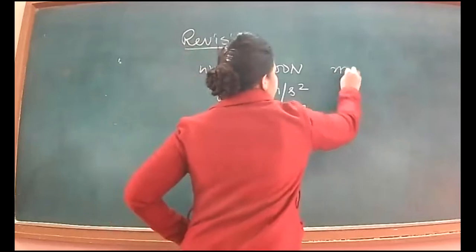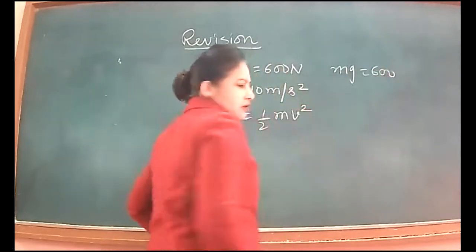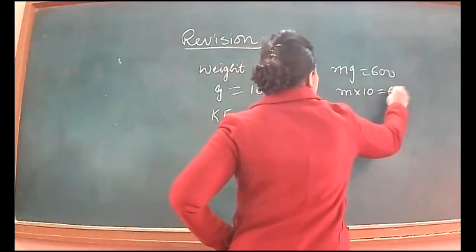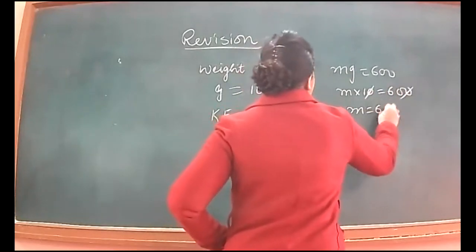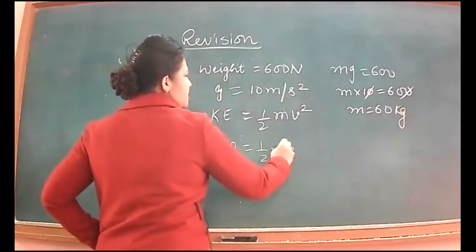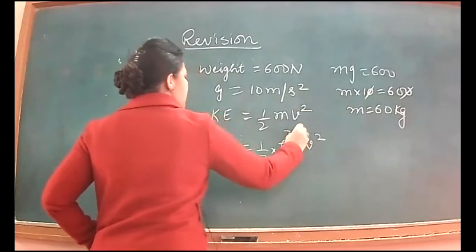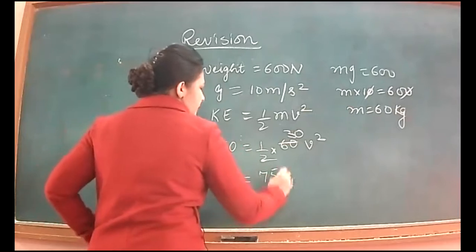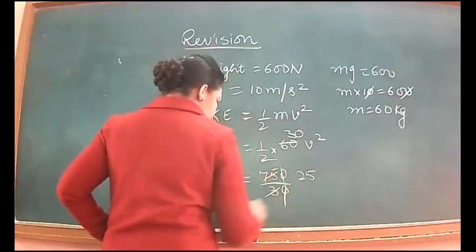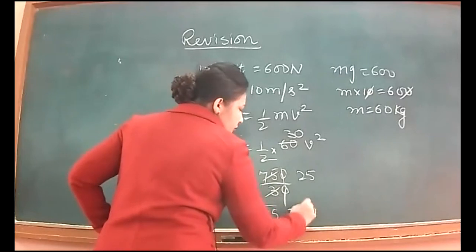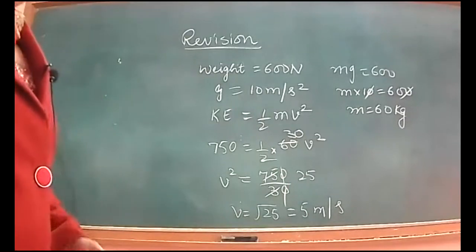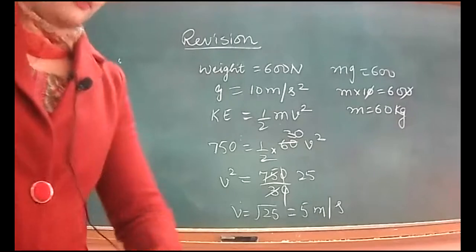First of all, weight is given. Mg is given. You will find mass from here. g is 10, so mass comes out to be 60 kg. Then kinetic energy is 750. Mass we put 60, v square. So we need to solve this. V square is 750 by 30. So that is how much? 25. So v is under the root 25, 5 meter per second. Very good. So those who are able to solve this question, a good hand for them.